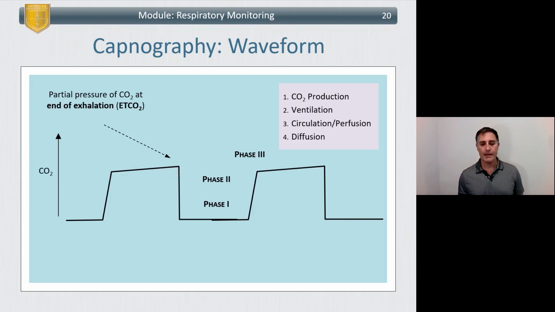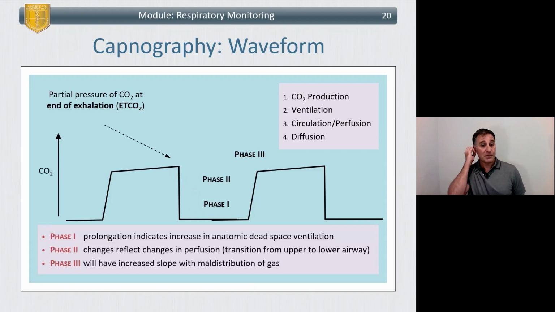And so phase 1, if it's prolonged, is going to tell you that you have a lot of anatomic dead space, because if you start to exhale and you don't see the CO2 immediately rise, it's because there's so much dead space where no CO2 is present. Phase 2, on the other hand, the slope upwards, is going to be reflective of your perfusion, because basically this is the transition from upper to lower airways. Phase 3 is really telling you what's happening in your more distal or lower airways. And if it takes a long time to get up to this point, then that tips you off that maybe you don't have great perfusion, so it takes some time for that flow to come out.